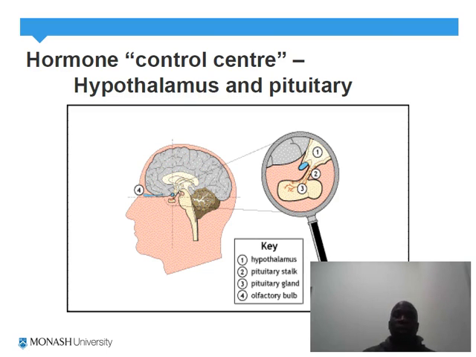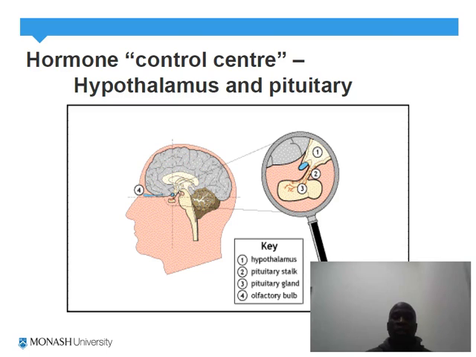Let's go back again to hormones. We're going to look at where the hormones are produced in the body. There is a hormone control center in the body called the hypothalamus and pituitary glands.